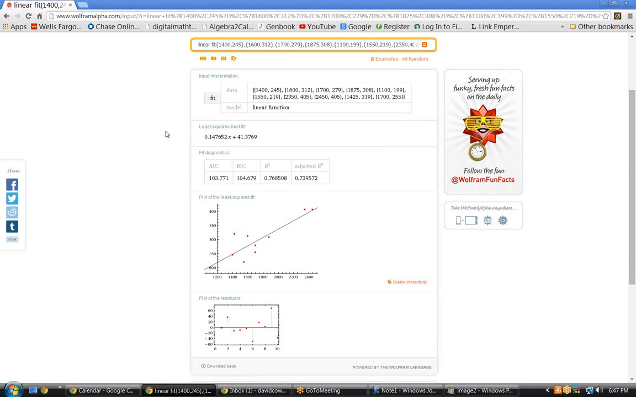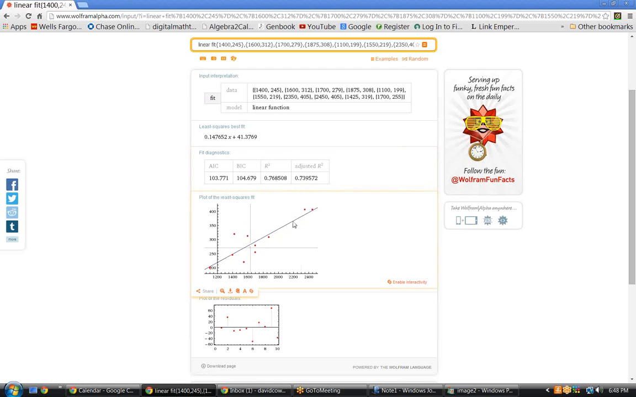Wolfram Alpha does it a little bit better. They tell you that they give it to you in y equals mx plus b format. In other words, the slope is 0.147652. The y-intercept is 41.3769. They show you a graph of it, and they give you the value of r. Notice that they give you r squared is 0.768. Well, that's not 1, but it's also not 0.5.